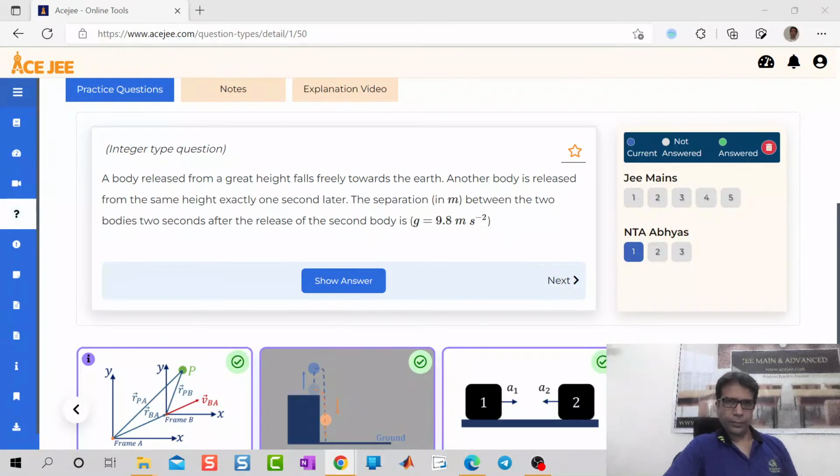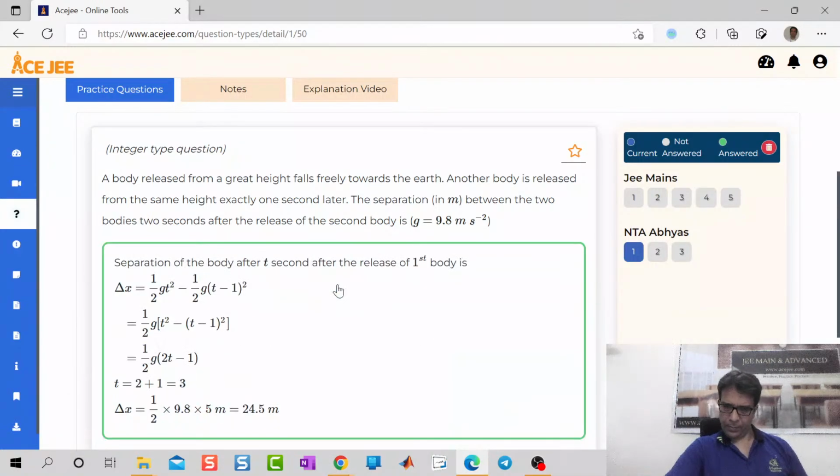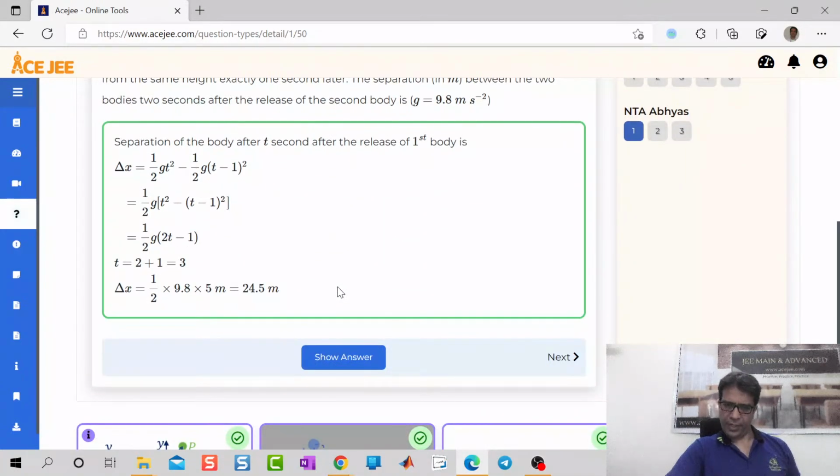So 25 meters? 25 minutes. Okay. Yeah, nearly 25 meters, right? So I'm assuming you have taken 10. 10, yeah.